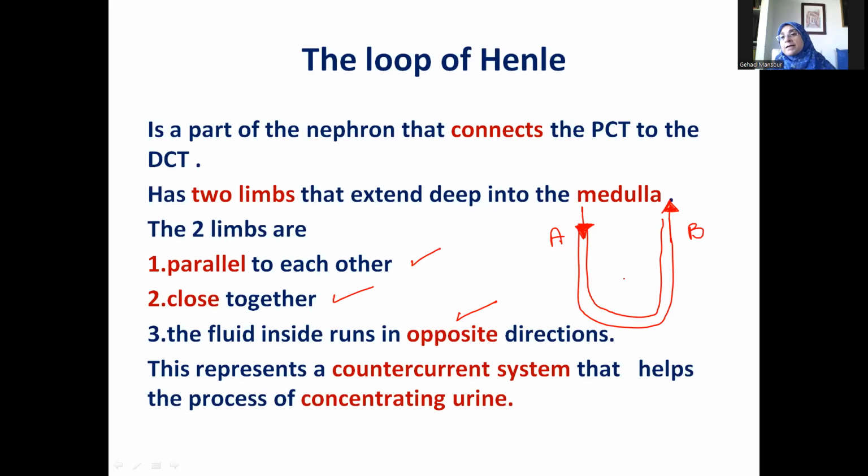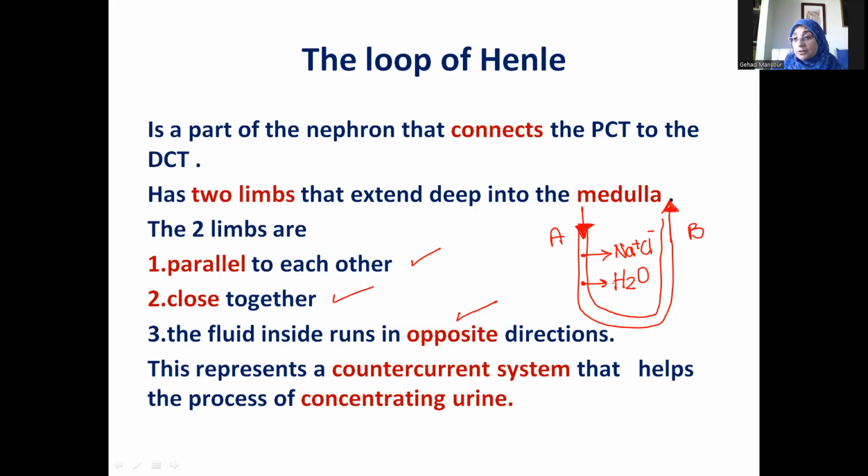So what exactly is the function of the loop of Henle? The function of the loop of Henle is to reabsorb sodium chloride, which is salt, and therefore to reabsorb water by osmosis secondary to the absorption of sodium chloride. So it will concentrate the urine, because when you withdraw salt and then withdraw water, you are minimizing the volume of water in urine.